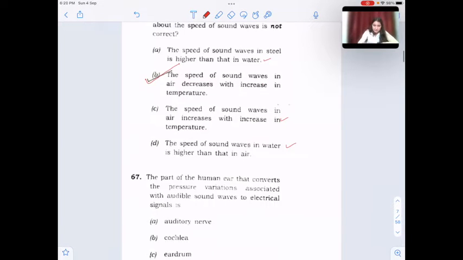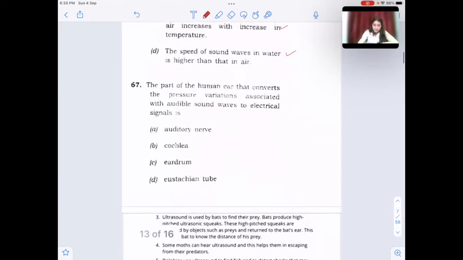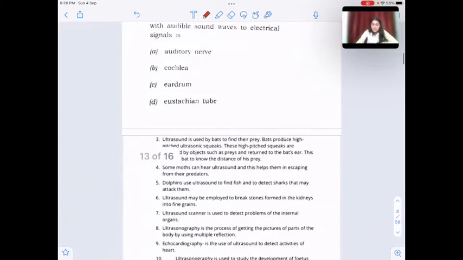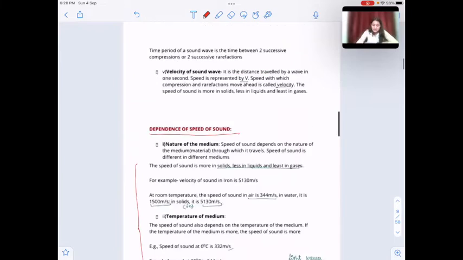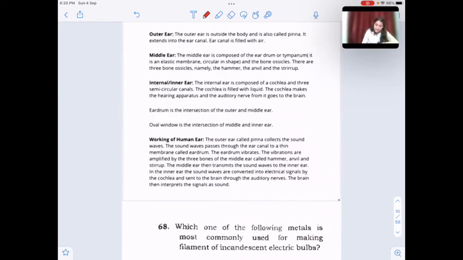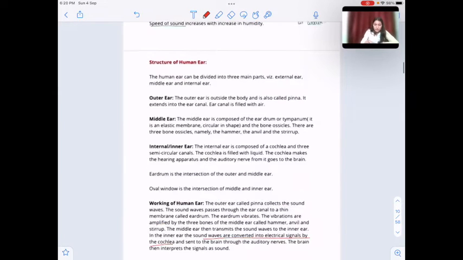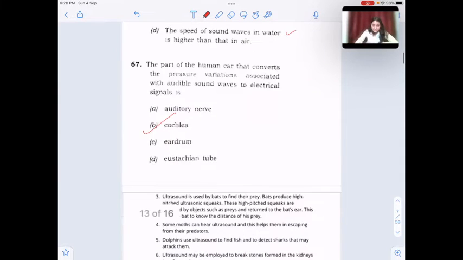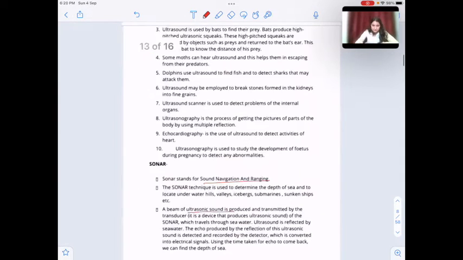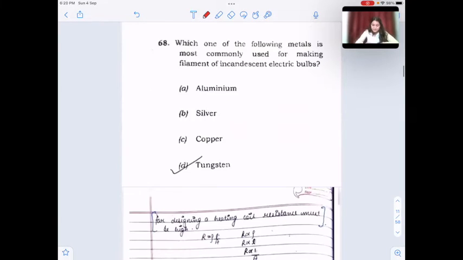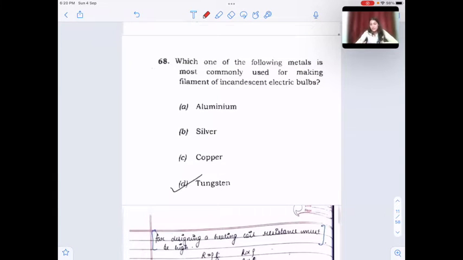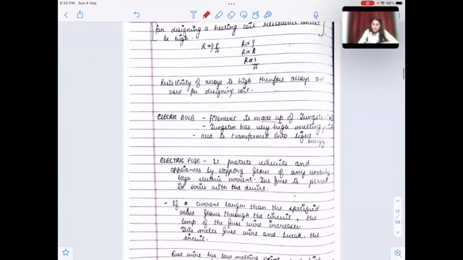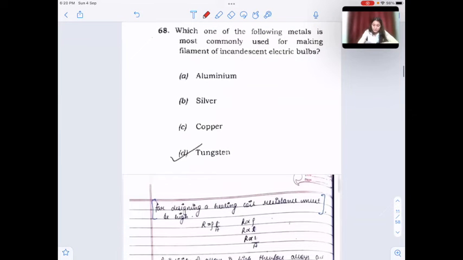So B. The part of the human ear that converts the pressure variation. Again, this question is directly from notes. So these are converted by the cochlea. So option B is the correct answer. Which one of the following metals is commonly used for making bulb filaments? Bulb filament is made up of tungsten. Straightforward question, option D.